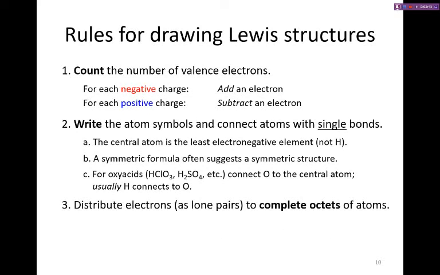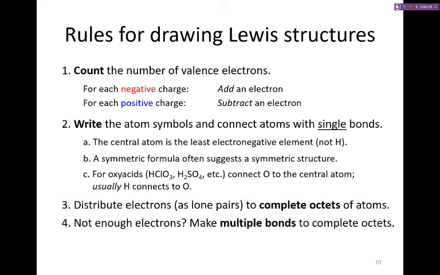The third rule is to distribute electrons, first as lone pairs to complete the octets of atoms. And if you don't have enough electrons, only then do you start making multiple bonds. If instead of not having enough electrons, you had too many, then you put the extra electrons on your central atom.